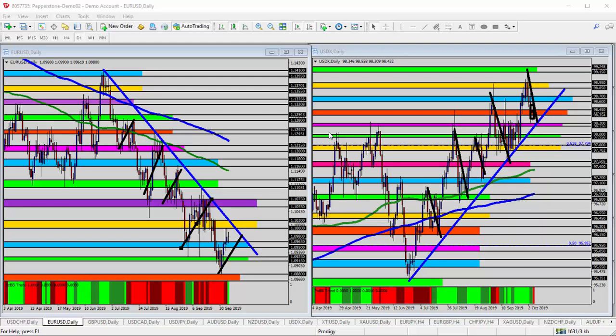Starting here, I have the euro dollar daily time frame on the left hand side chart and the US dollar index futures on the right hand side, just so we can see how similar they are, yet opposite. Obviously, as the euro dollar has been going down in a long term downtrend, blue trend line, the US dollar index has been moving higher. So the dollar moving higher has really been the big influence for the euro dollar moving lower.